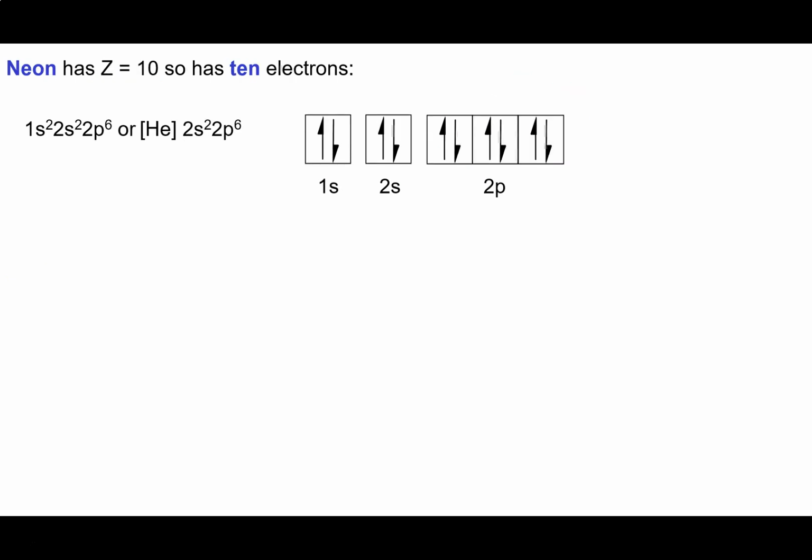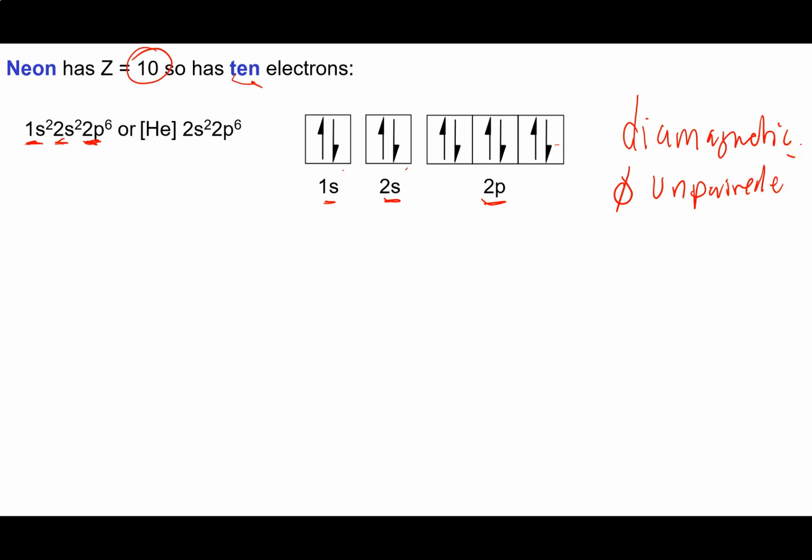Okay, after fluorine comes neon. Neon's atomic number 10, that means it's got 10 electrons, 1s2, 2s2, 2p6. Completely full 2p subshell, completely full 2s, completely full 1s. So all of the orbitals are doubly occupied. The 1s just has 1 orbital, the 2s has the 1 orbital, the 2p, just like any other p subshell, is made up of 3 orbitals, everything is completely paired up. This guy is going to be diamagnetic, and it has 0 unpaired electrons.